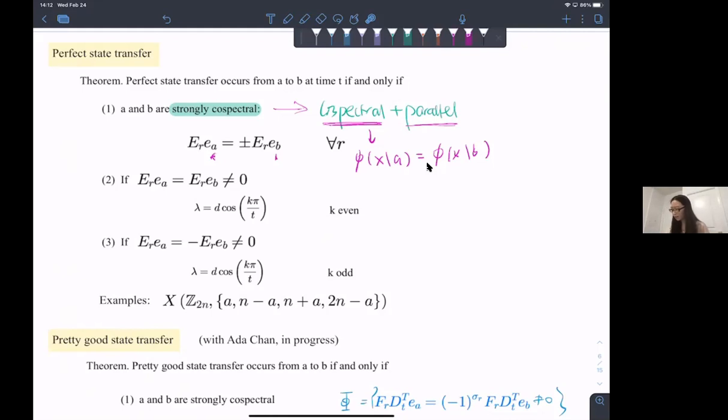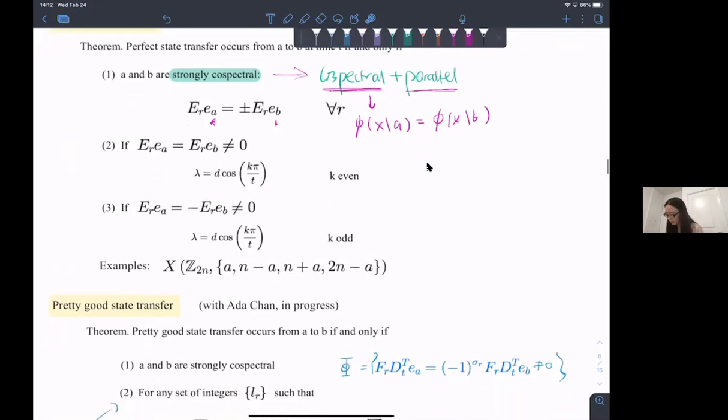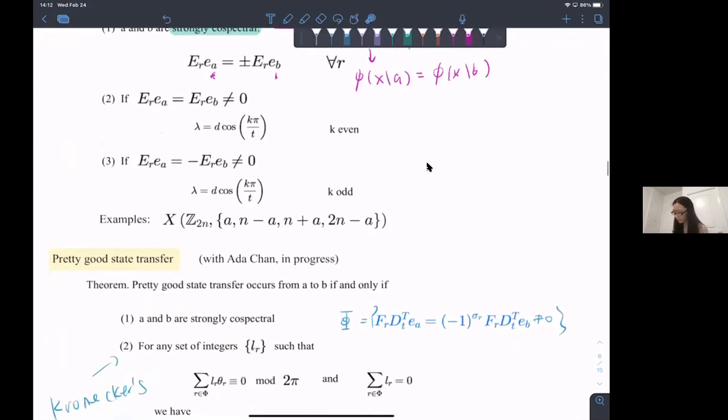Right, so why do we study pretty good state transfer? It's because perfect state transfer is really rare. If you look at this condition, it says something very strong algebraically about the eigenvalues, and most of the graphs do not satisfy this condition. So we look at the relaxation: can we have pretty good state transfer from a vertex to another vertex to arbitrary precision?